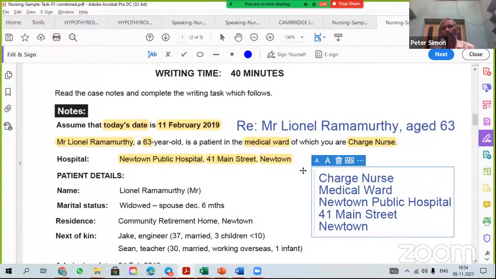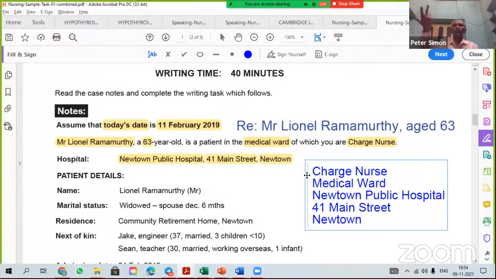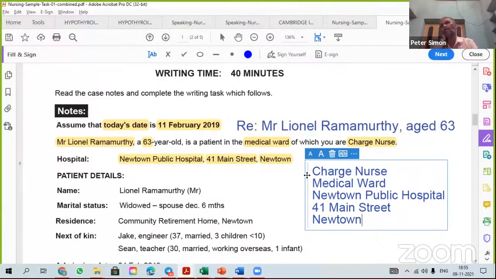And what you will do? Okay, your name is not given, so leave it. Charge nurse, medical ward, Newtown Public Hospital, 41 Main Street, Newtown. How did I get this? Why did you not get this? Maybe you have written this letter, and you don't even notice because you don't even have an idea.